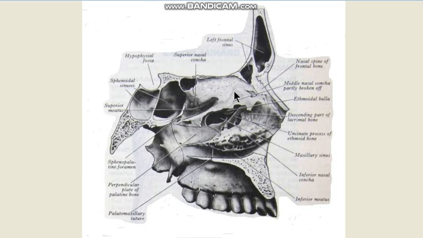So ethmoid with its uncinate process, inferior nasal concha and the perpendicular plate of the palatine bone, and here you have the residual opening of the maxillary sinus just above the uncinate process. So ethmoid, inferior nasal concha and perpendicular plate of palatine.